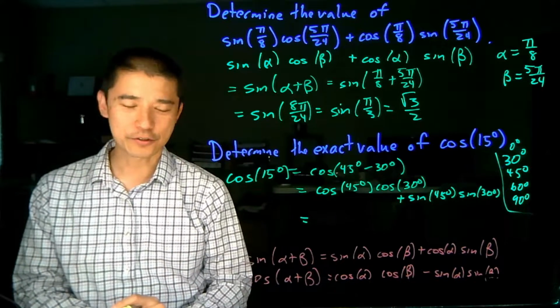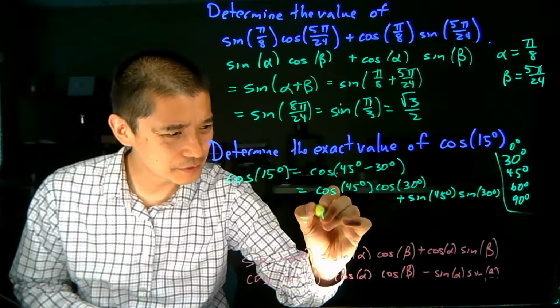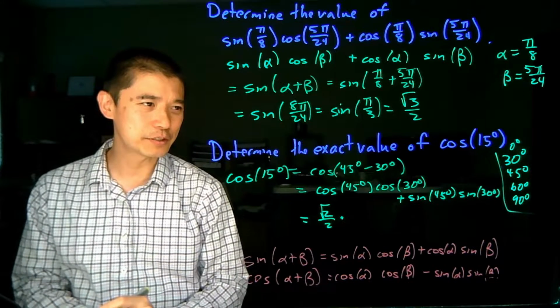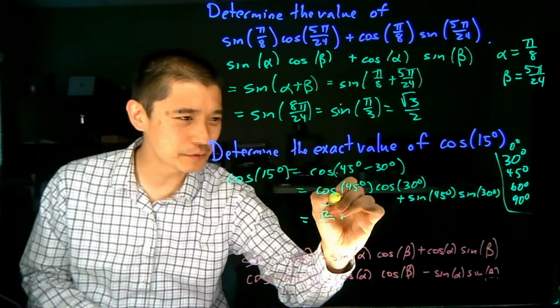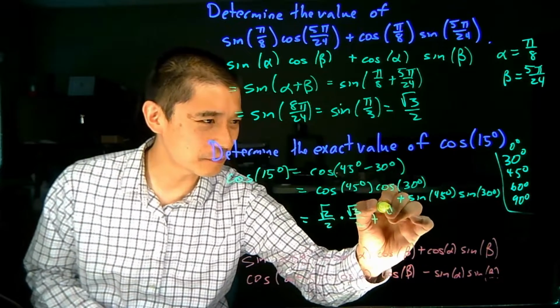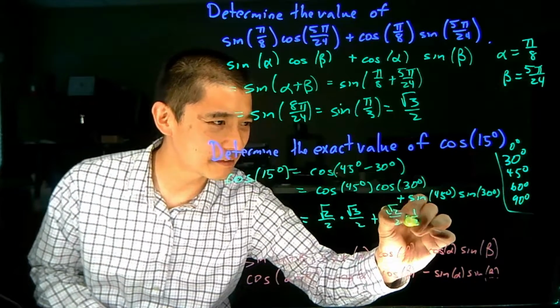Go back to our unit circle diagram. What are the values here? Cosine of 45 degrees is root 2 over 2. Cosine of 30 degrees. Cosine is the x-coordinate. It's a 30-degree angle, which is a smaller one, so it's going to be the bigger value. Root 3 over 2. Plus sine of 45 is root 2 over 2. Sine of 30 degrees is going to be 1/2.